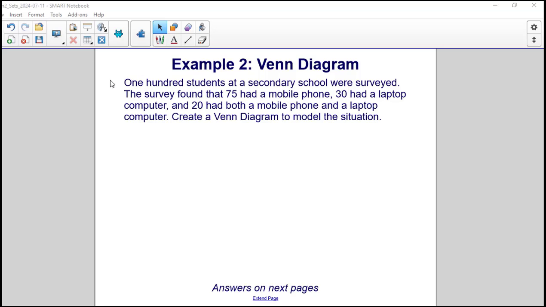Example 2, Venn diagrams. 100 students at a secondary school were surveyed. The survey found that 75 had a mobile phone, 30 had a laptop computer, and 20 had both a mobile phone and a laptop computer. Create a Venn diagram to model this situation.